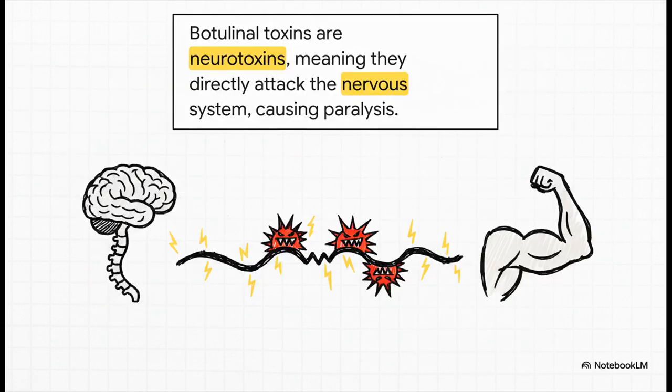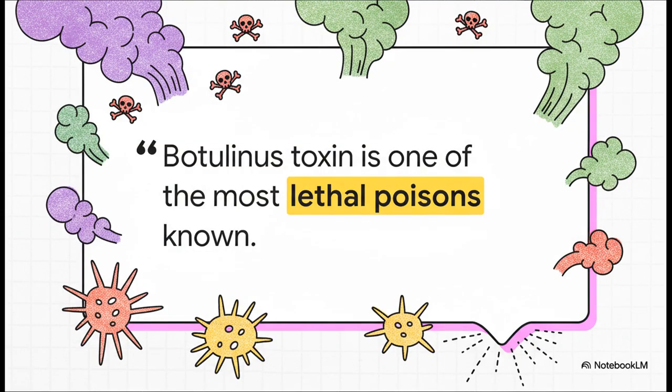And here's the scary part. Unlike salmonella, which primarily causes a gut infection, the botulinum toxin is a neurotoxin. That means it bypasses your digestive system and goes straight for your nervous system, directly interfering with nerve function. And to underscore just how serious this is, the botulinum toxin is recognized as one of the most lethal poisons known to humanity. We're talking about a substance so potent that a microscopic amount can be fatal.